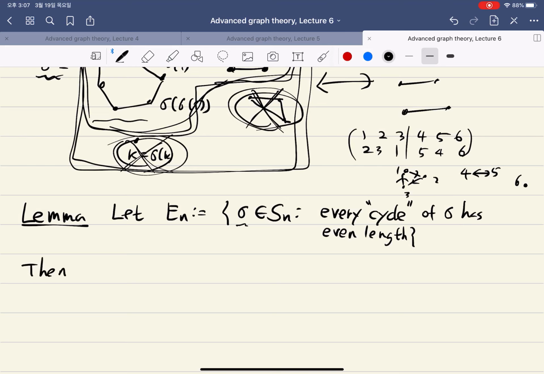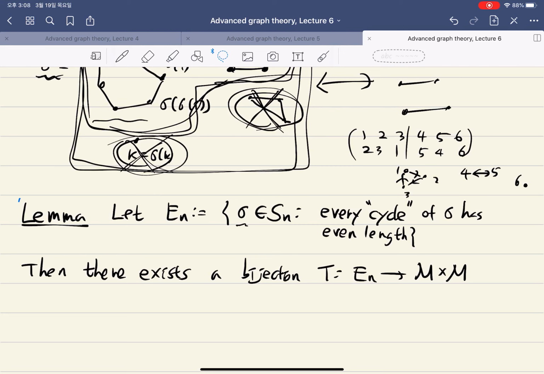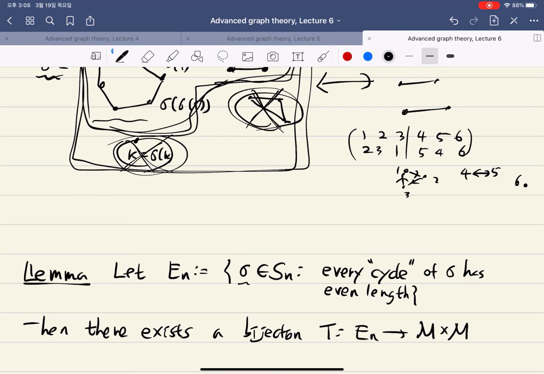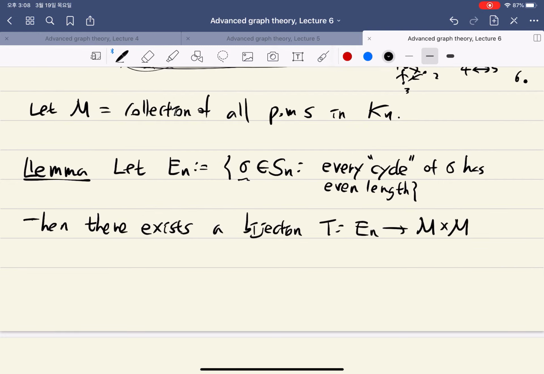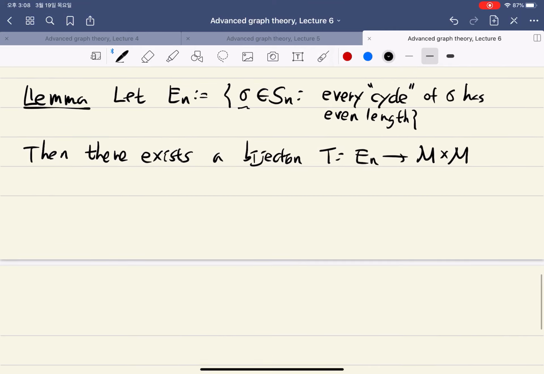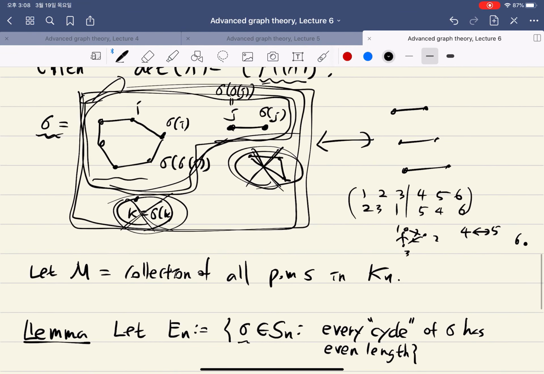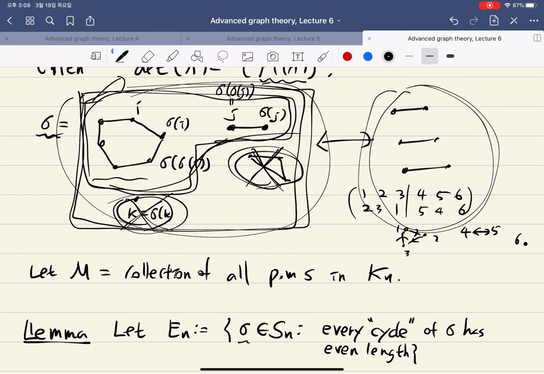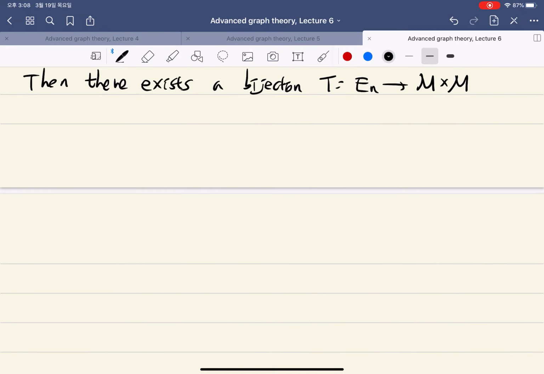Then what we want to show is that there exists a bijection T from E_n to curly M by curly M, where let's say curly M is the collection of all perfect matchings in the complete graph. So this is what we want to prove. We want to prove some correspondence between pairs of perfect matchings and some permutations. So, the proof of the lemma.